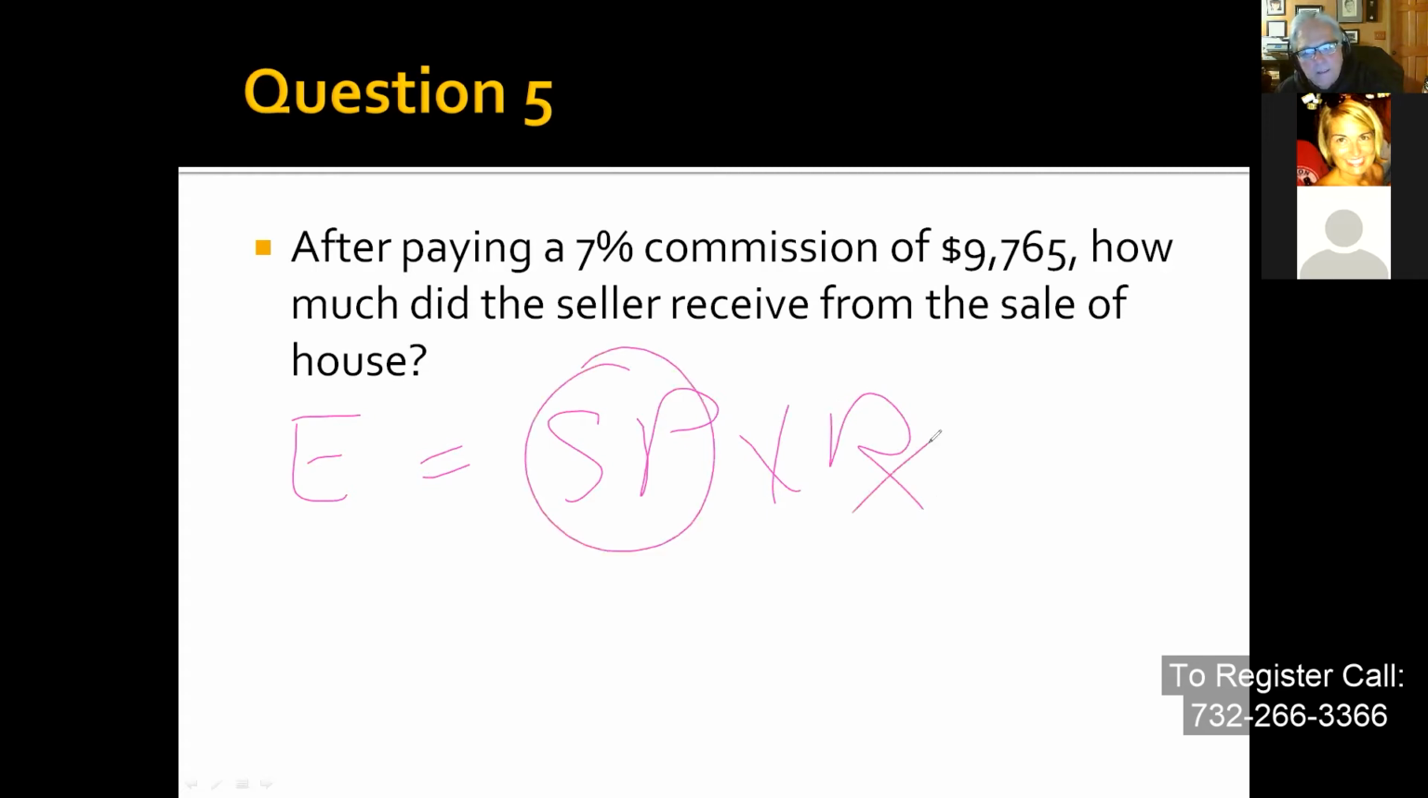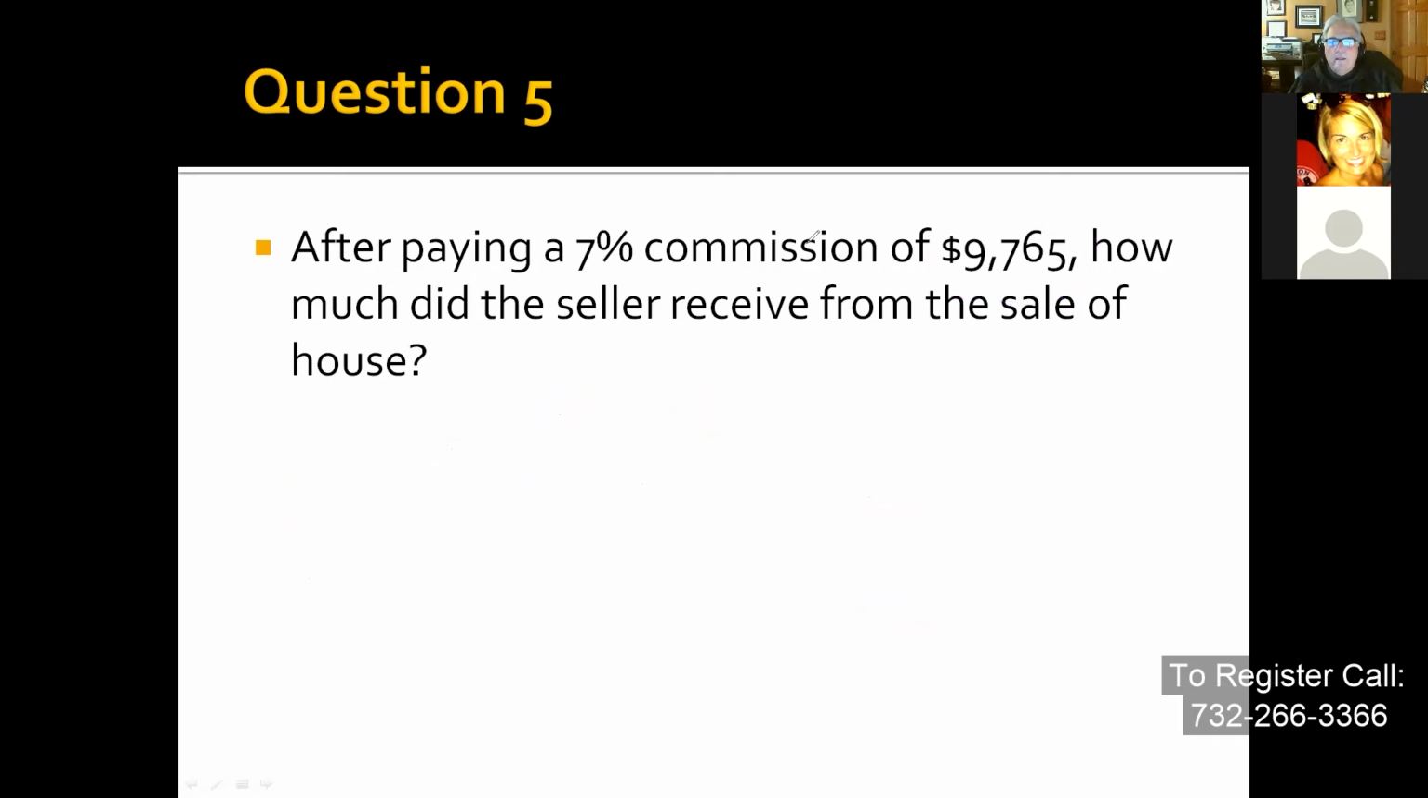So we're looking for sales price, so we're going to divide this side of the equation by rate. That crosses out and becomes a 1. And then we're going to divide earnings by rate. So earnings divided by rate is equal to sales price. And then once we find the sales price, we have to take away the commission, and that's how much the seller received. Okay, so let's look at that.